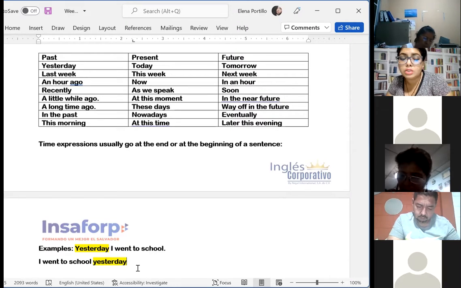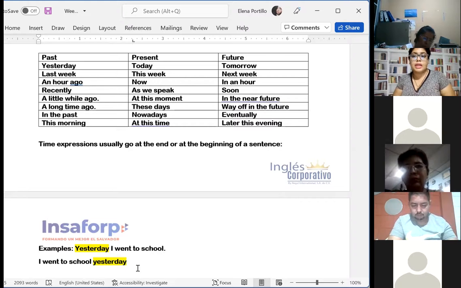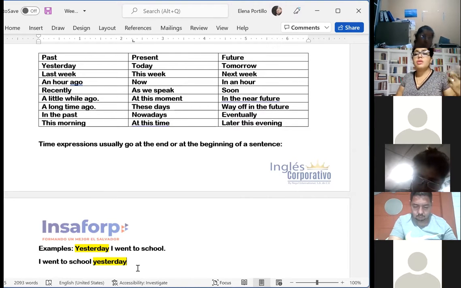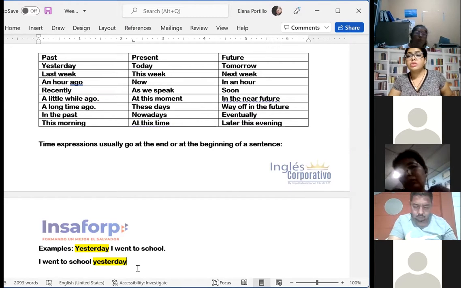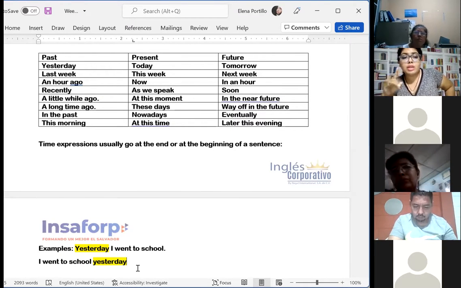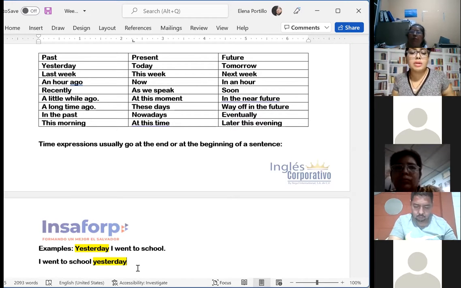So we have this example, yesterday I went to school. I am letting people know that I am talking about something that I did in the past. So in the second one, I went to school when? Yesterday, in this case, I am marking the day when I went to school. Para las expresiones de tiempo, no tenemos como una estructura específica que siempre lo vamos a hacer de esa manera, sino que puede ir al principio o al final de la oración para marcar, ¿verdad? Esa dinámica que tenemos con estas time expressions. And it is not like we are going to use it in the same place all the time.